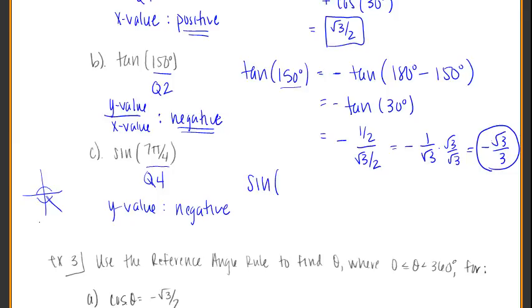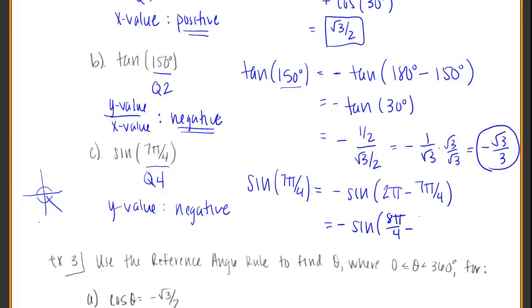The sine of 7 pi over 4 equals the negative sine of, in that quadrant, it tells us to go 2 pi minus the angle we're starting with. Okay, so it's the negative sine of 8 pi over 4 minus 7 pi over 4. So it's the negative sine of pi over 4. And the y value at pi over 4 is the square root of 2 over 2. And there you go. If we had to find the sine of pi over 4, it's the square root of 2 over 2, but what we're finding is the sine of 7 pi over 4, and that's why it's negative.